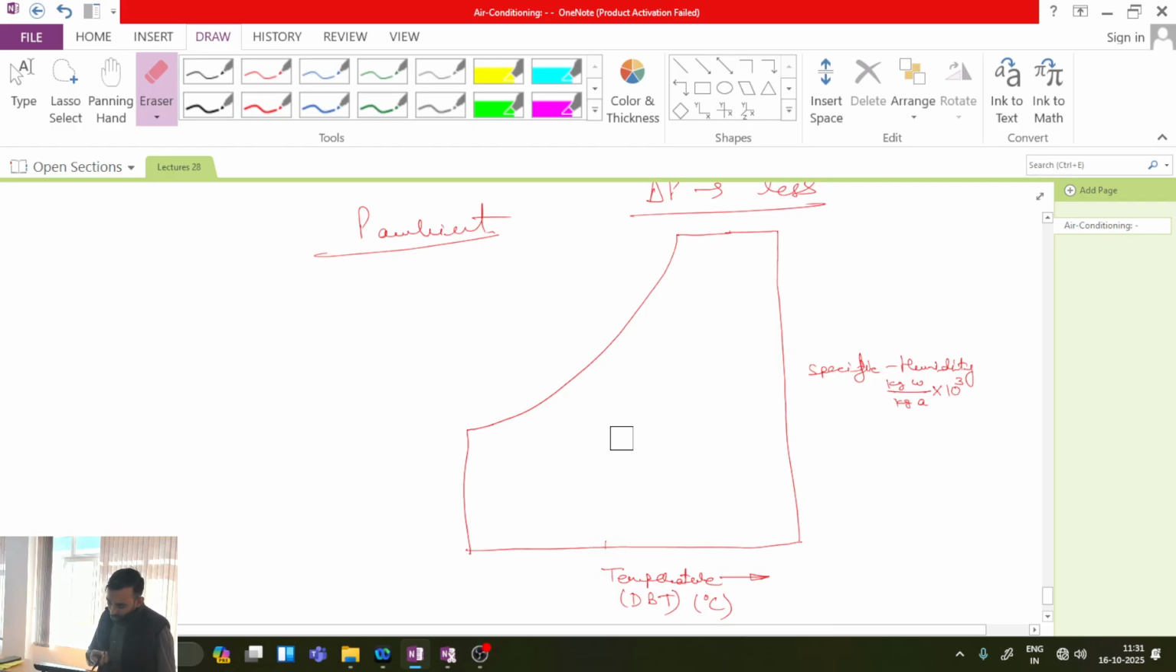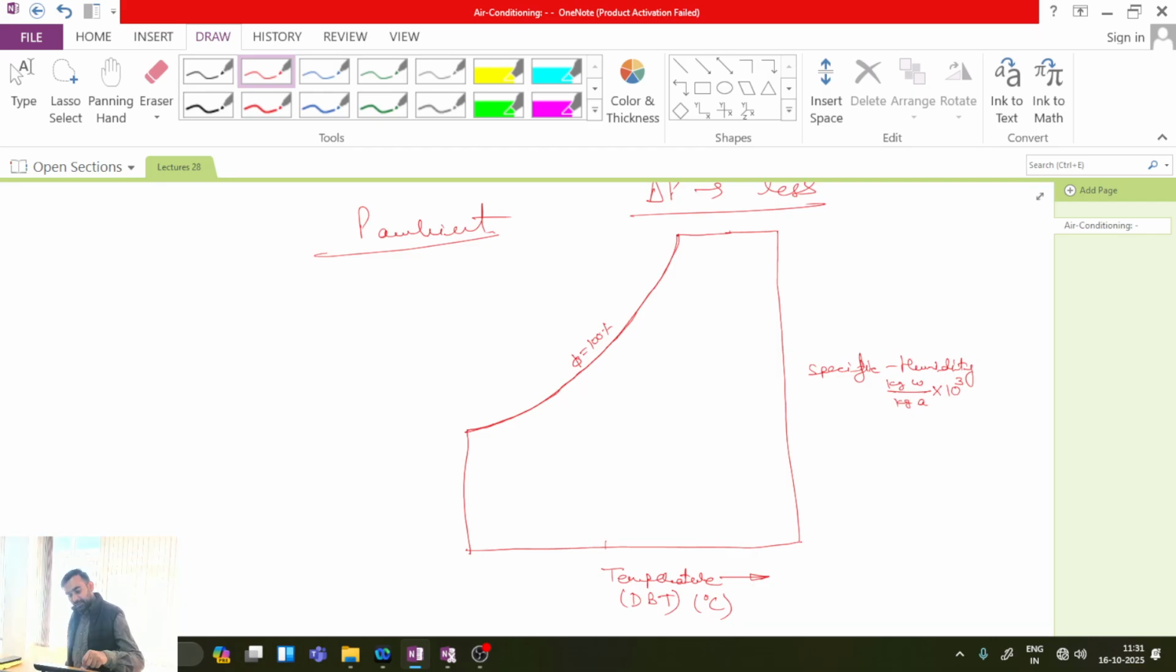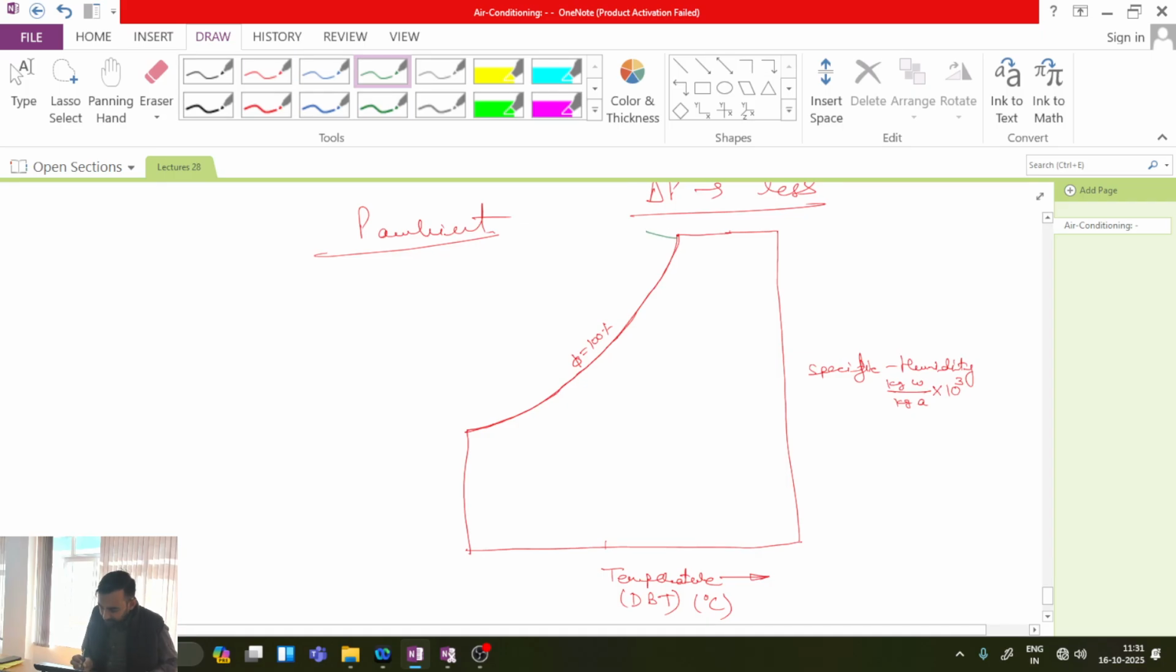Now, on this plot, I have one line something like this, and this line is considered as phi equal to 100%. What does it mean? This line is representing all the states having relative humidity 100%. Okay, and it means this line is nothing but my saturation curve for moist air. It is the saturation curve.